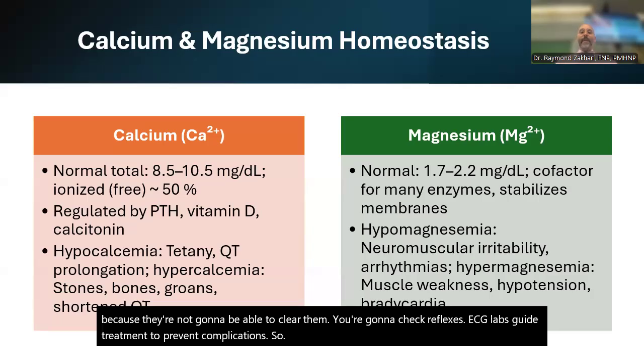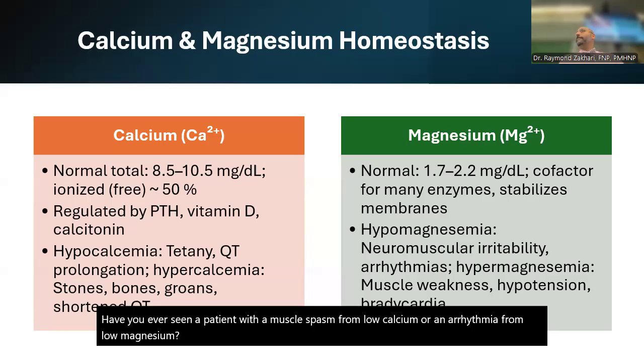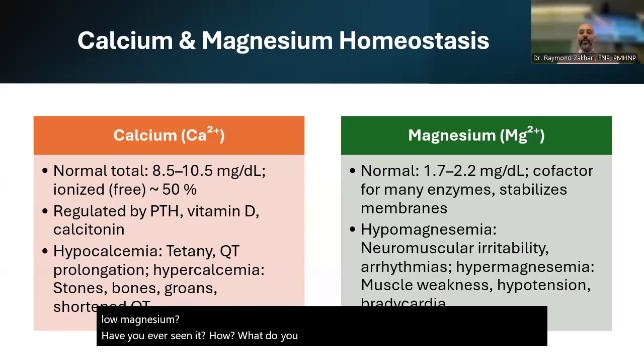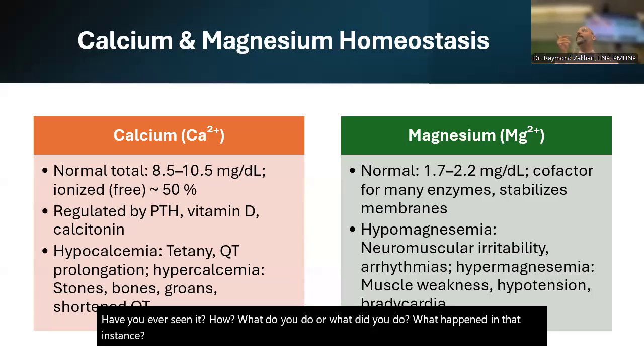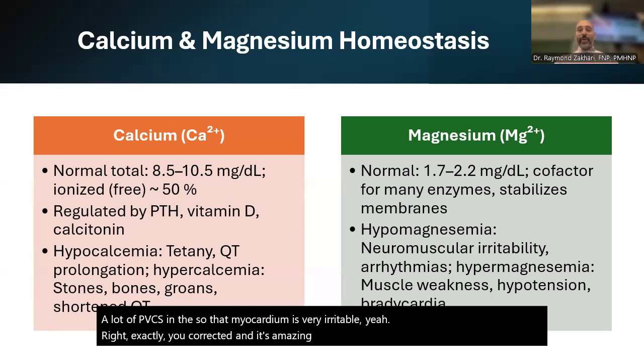Have you ever seen a patient with a muscle spasm from low calcium or an arrhythmia from low magnesium? Have you ever seen it? What do you do, or what did you do? What happened in that instance? A lot of PVCs, so the myocardium is very irritable, yeah? Right, right, exactly. You correct it, and it's amazing how fast it actually resolves.